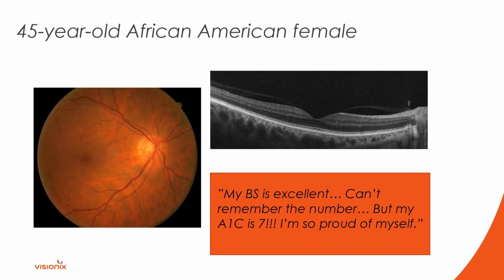So let's look at an example. This is a 45-year-old African-American female who comes in so proud of herself. She says, "Dr. Rodman, my blood sugar is excellent. I don't know the number, but my A1C is 7, and I'm really, really proud of myself."